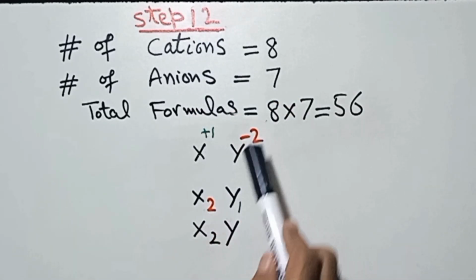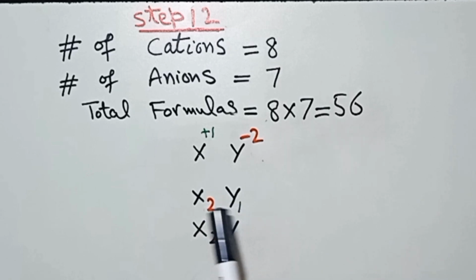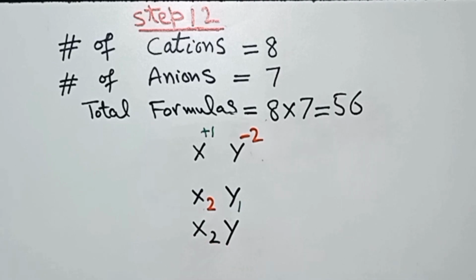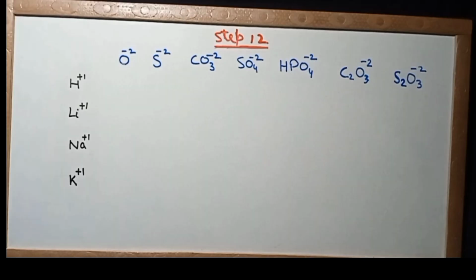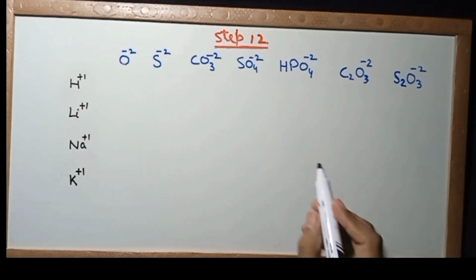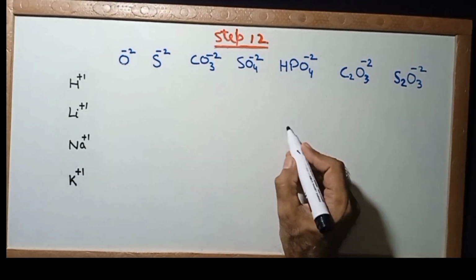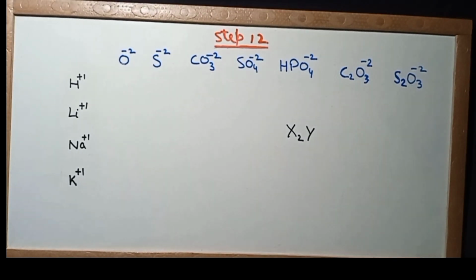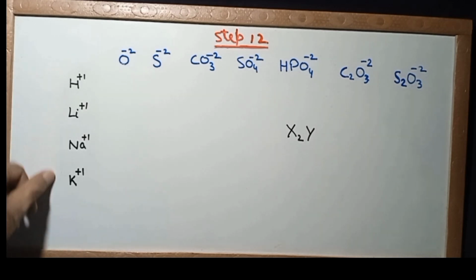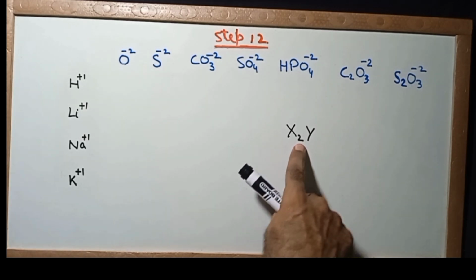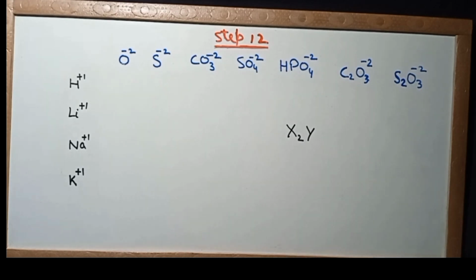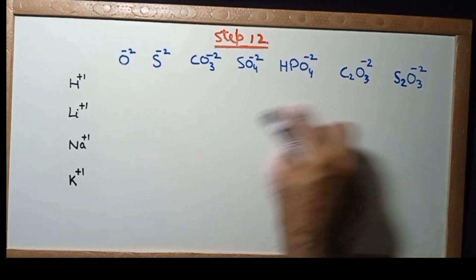By shifting these valencies to X and Y as suffixes, you will get X2Y1. 1 is not written, so the final formula will be X2Y. Okay students, since for step 1-2 the general formula is X2Y, for the cations you have to write suffix 2, and for the anions the suffix is 1, that is neglected.